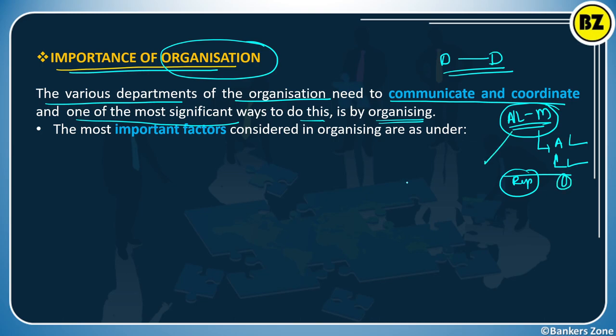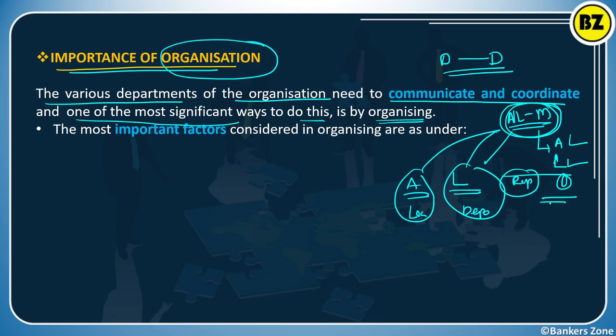Suppose there is a department called asset and liability. An asset for a bank is loans, right? And a liability for the bank is a deposit. So if those two departments do not communicate their business with asset liability management, then how will the bank run in profit? Every department must communicate with other departments so that there will be good functioning, right? So communication and coordination is important, and we can achieve it by way of organizing.